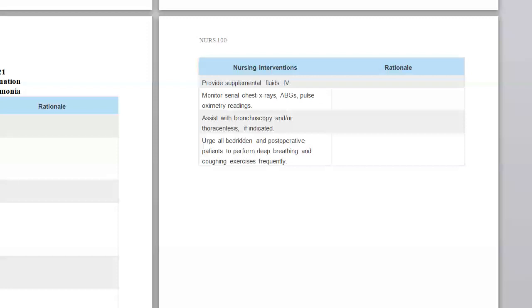And you urge all bedridden and post-op patients to perform deep breathing and coughing exercises frequently to help promote full aeration and drainage of secretions, and also to prevent other complications such as clots or pulmonary emboli when patients are very ill, as well as with decreased mobility, when patients aren't moving around as well. So that's Appendix 21, which has to do with nursing interventions and why we do what we do. Okay?